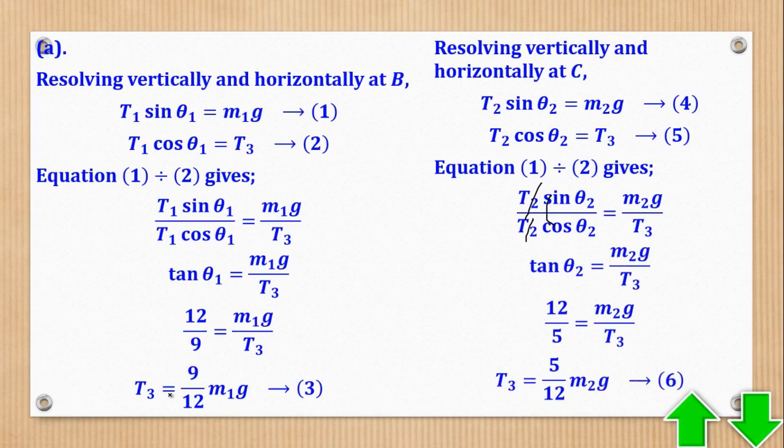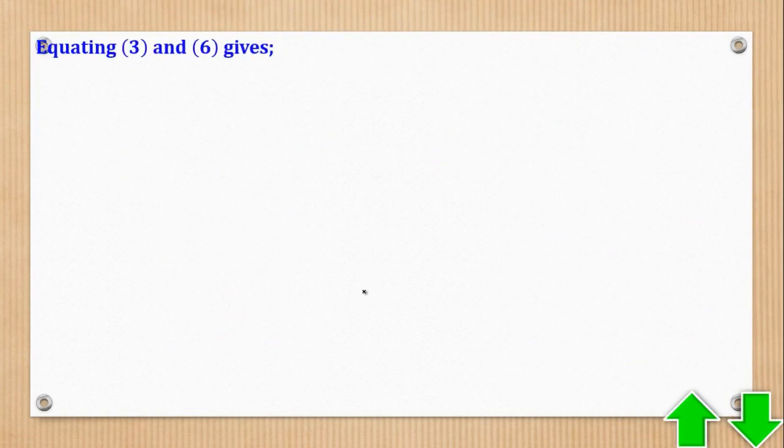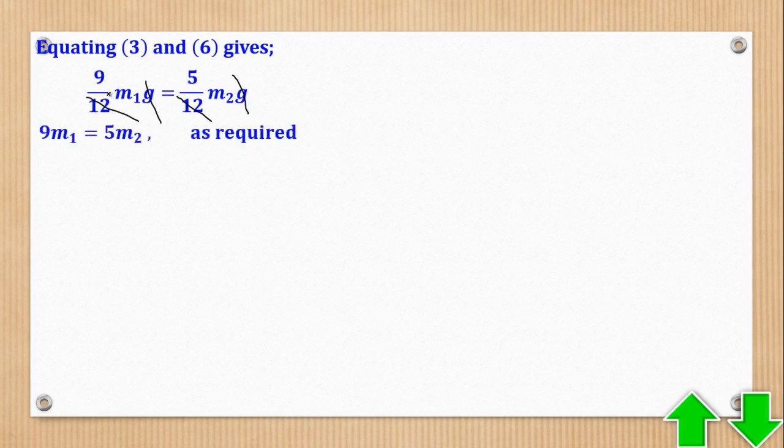Now, we have T3 here and also T3 here, meaning I can equate the two. So when I equate, I come up with this, and here this g can cancel, so I remain with 9M1 equal to 5M2, which is required. That was part A. What about part B?